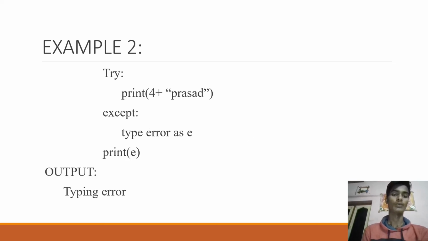And example 2. Try: print 4 plus Prasad. Except TypeError as e: print e. Output: type error. Here a numerical value plus a string is an error. So we have to raise an exception here that is called type error. So we have an output as type error.